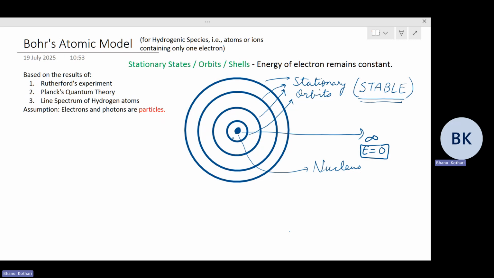So in the orbits, the energy will be negative. It will be less than zero. The energy levels of any two different orbits must be different. A lower orbit will have less energy, and a higher orbit will have more energy.